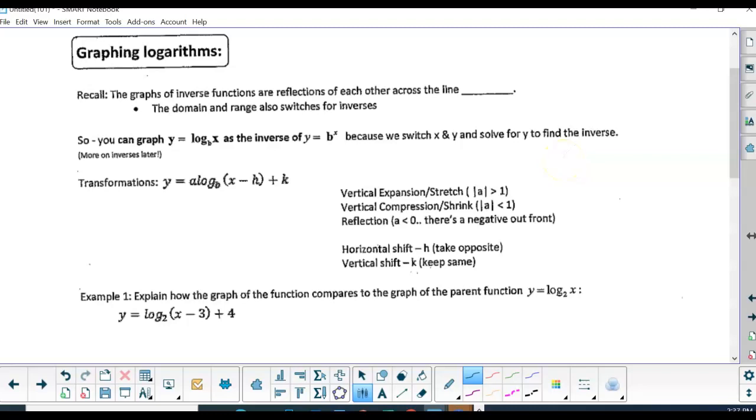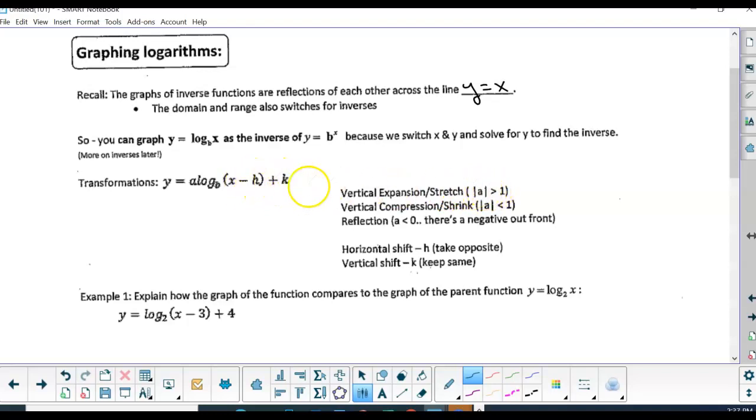The graphs of log functions. So remember the reflection line that we're going to use for log functions is y equals x, which is diagonally across the graph. We'll take a look at that in a second. But part of graphing also is knowing that we have A, which stretches and compresses it. It'll also flip it if A is negative.